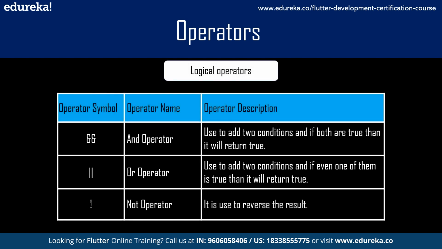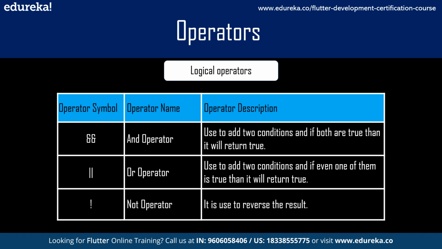Now let us move to logical operators. Logical operators are used to perform basic logic gates like AND, OR, and NOT. If you look at this table, we have the symbols for the operators and their names. The double ampersand is used for the AND operator, the logical disjunction symbol is used for the OR operator, and the exclamation mark is used for the NOT operator. The AND operator is used to combine two conditions, and if both are true, it will return true. The OR operator combines two conditions, and if even one of them is true, it will return true. NOT is used to reverse the result, so when the input is true, the output will be false.